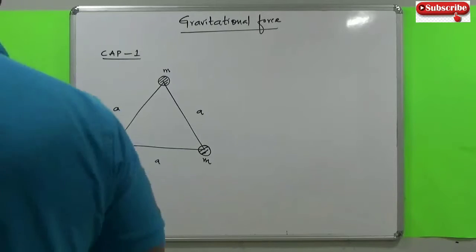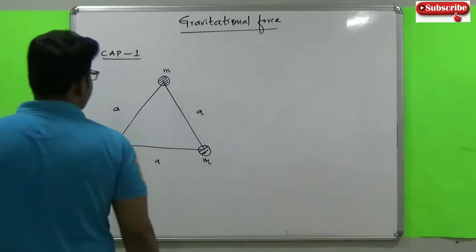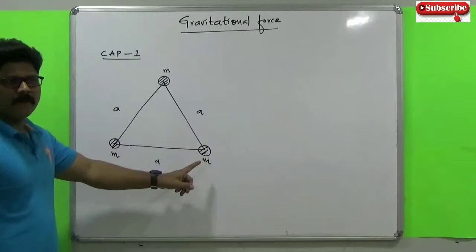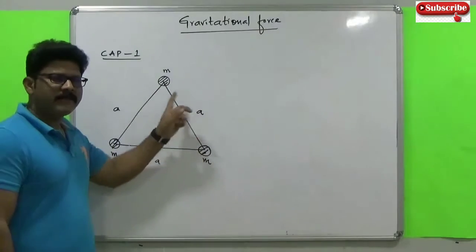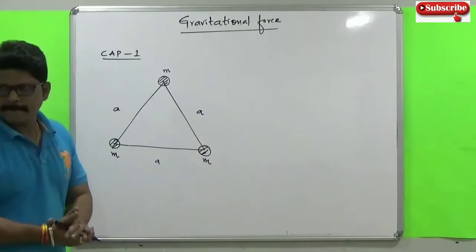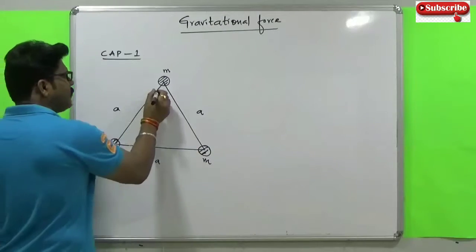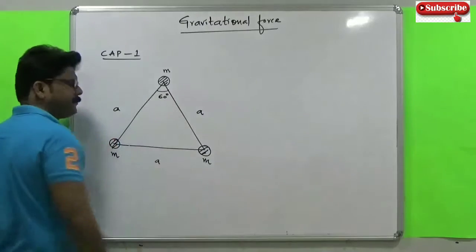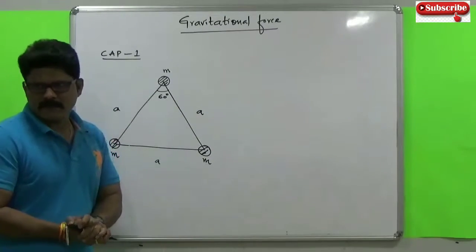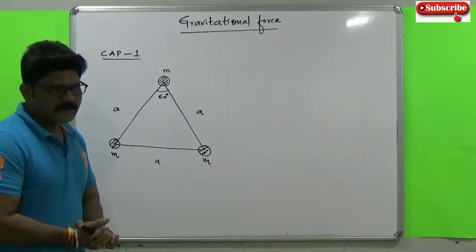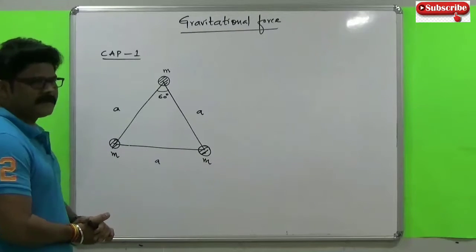See here, these are three bodies, discrete particles. We call them discrete particles. Three particles are arranged at the three corners of an equilateral triangle. Equilateral triangle means here it will be 60 degrees, of side a and a. So in these three cases we will be discussing. Three cases he will be asking. What are the three cases?